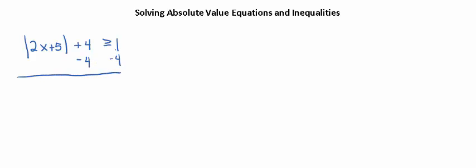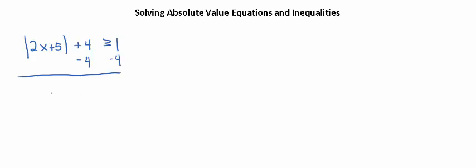Okay, as with the first example, I want to look at an example for an inequality where we may have something outside of the absolute value bars. So let's look at the absolute value of 2x plus 5, plus 4, and this will be greater than or equal to 1. Now, as with the first one that we looked at, if there's something outside of the absolute value bar, we need to move it. It's this plus 4, and so let's subtract that.